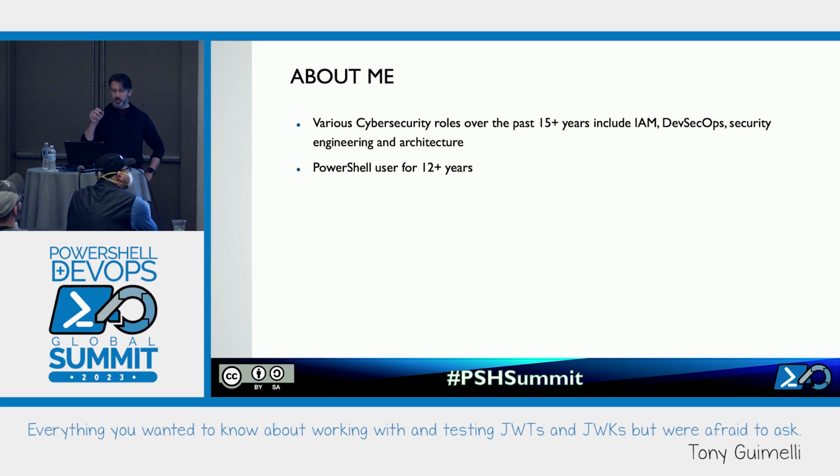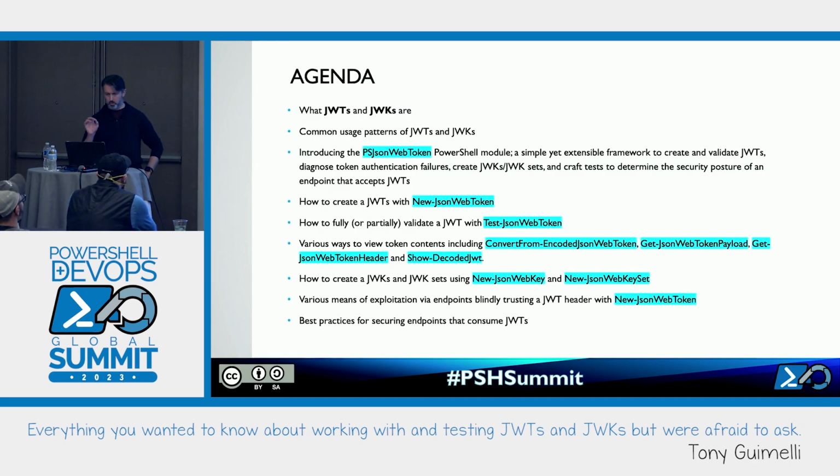But this is largely a presentation about the flaws within JSON Web Tokens, or more specifically, the APIs that consume them. So we're going to break down what JWTs are and what JWKs are. That's JSON Web Tokens and JSON Web Keys, respectively. Common usage patterns amongst them, not all of them, because there's a lot to cover here. So I'm going to go over what you'll mainly see in the cloud space and protocols such as OpenID Connect.